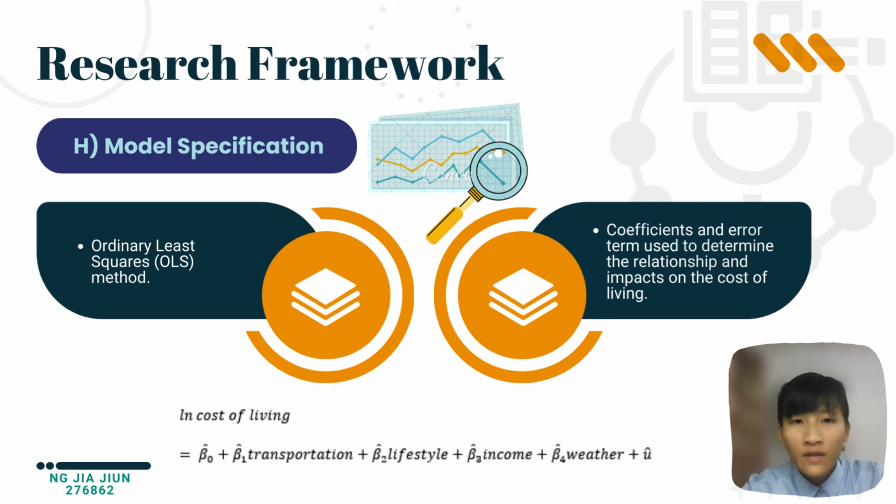So the regression function is specified as follows: the natural logarithm of the cost of living is equal to the intercept beta 0 plus the coefficients beta 1, beta 2, beta 3, beta 4 multiplied by their respective independent variables, and an error term, u hat, which accounts for other factors affecting the dependent variable.